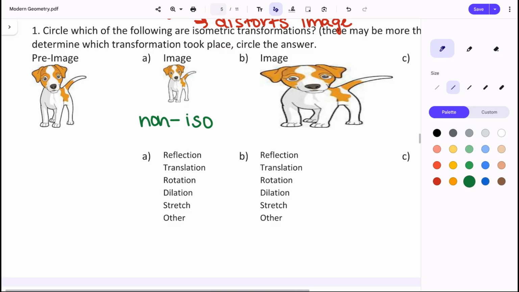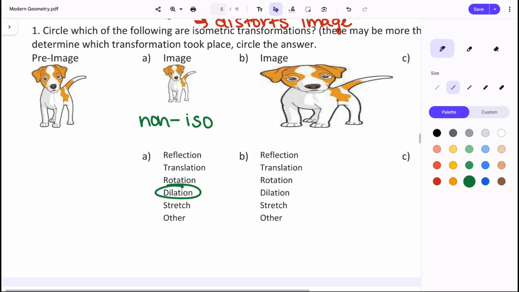Dilate, not stretch, because it shrunk it and they didn't make it distorted in any way. Yeah, the dog doesn't look funny to me. When I say funny, it doesn't look like it got wider or like any weird directional change. It looks like the whole shape got blown down. They look like they're the same dog, it's just this one's a lot smaller. So I agree, that would be a dilation.